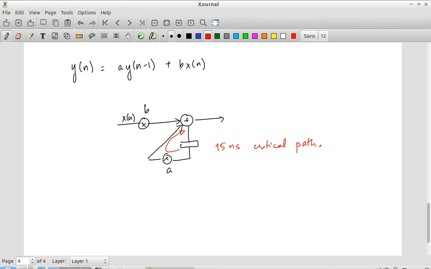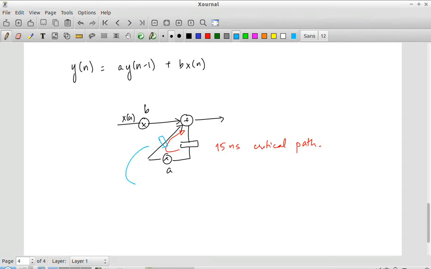Okay. But this circuit is a bit more tricky. What happens over here is, if I try pipelining, if I introduce a register anywhere in this path, or at least anywhere in the y of n minus 1 path, I am actually going to end up changing the functionality itself. Okay? So let's say that I try introducing a register over here.